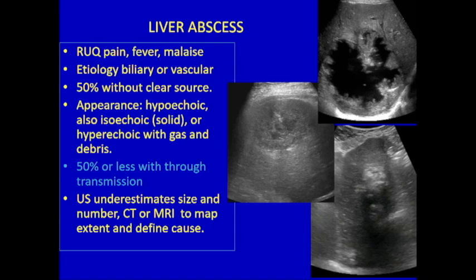Through transmission behind something means to me that it is not solid, it is fluid, even if it's got a bunch of junk in it. So if I see a lot of through transmission behind it and I don't see any vascularity or it's just all around the edge, I think about, could it be an abscess? If you see gas, that's very helpful.